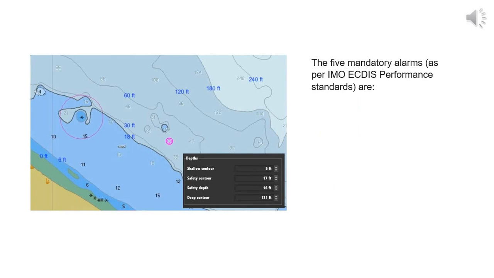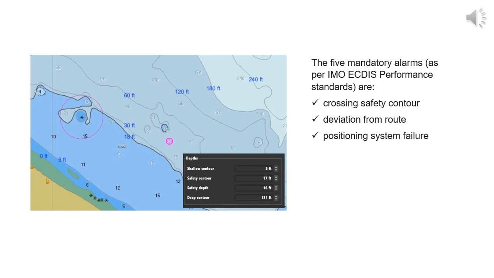The 5 mandatory alarms, as per ECDIS performance standards, are: crossing safety contour, deviation from route, positioning system failure, approach to critical point, different geodetic datum.